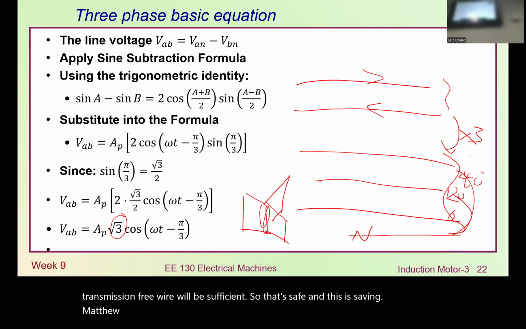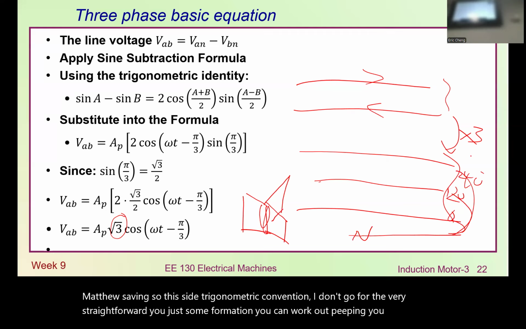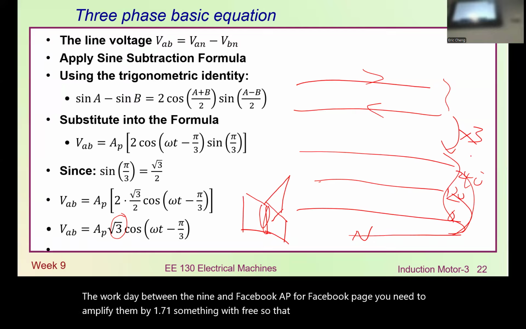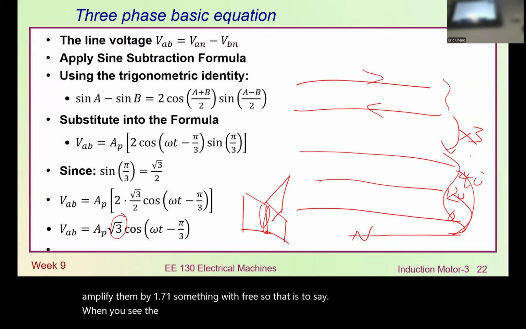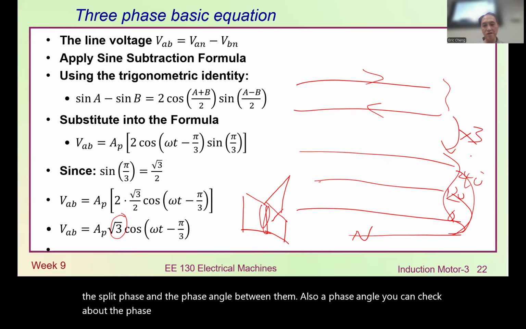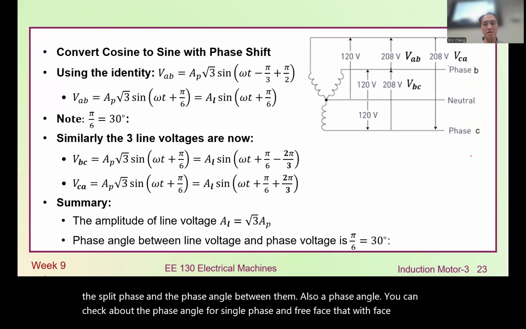For this kind of trigonometric function, I don't need to go through them, it's very straightforward. You can work it out with some formulation. Here you can see that the line voltage relative to the phase voltage is amplified by about 1.73, which is √3. So when you see the 3-phase voltage, the voltage is not double. It's only 1.73 times, which is slightly different from the split phase. And the phase angle between them also matters. You can check the phase angle relationships for single phase and 3-phase.